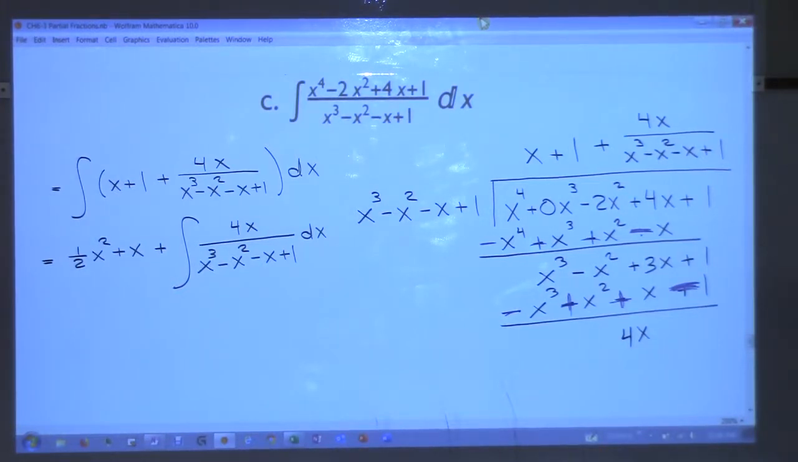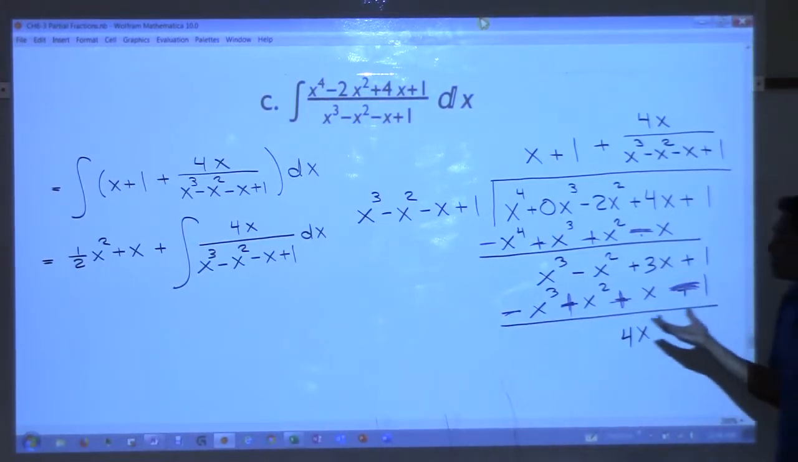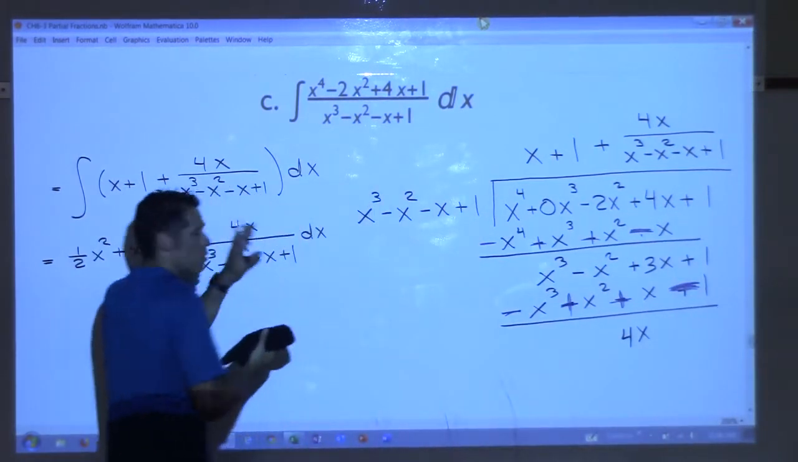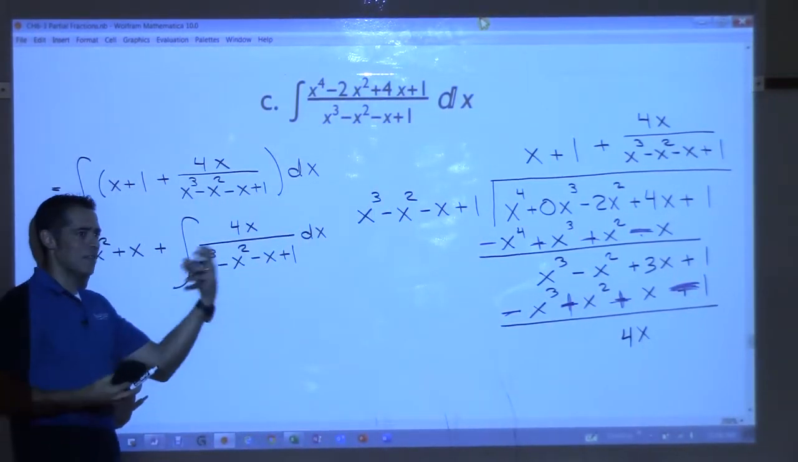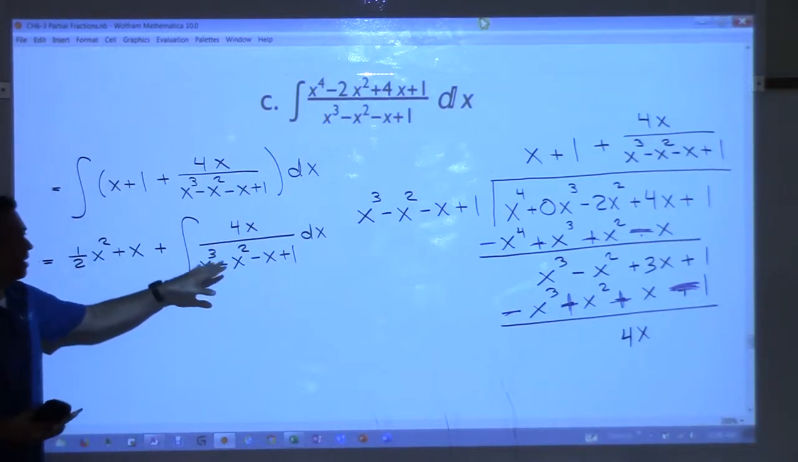Now what? We've done the long division, we've got a new integral. Can you factor the bottom? Yeah, so now we're going to start doing the partial fractions. Now, let's make sure this doesn't go another way. Maybe this is like a basic U sub or something like that, but it looks like we're going to have to do partial fractions.